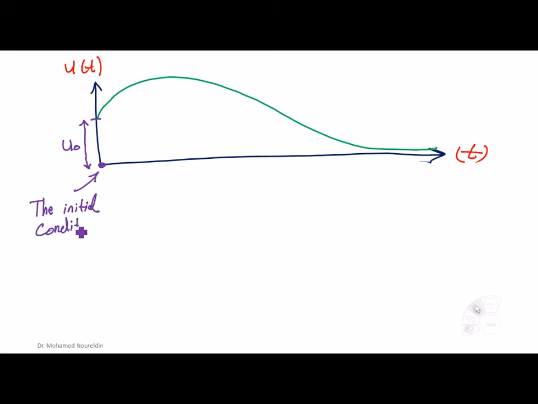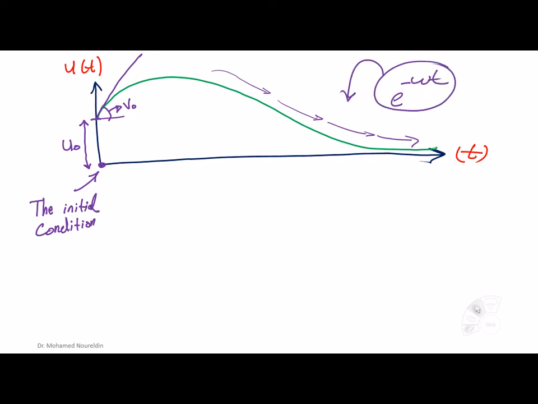This means that we are going to have u naught here, and the slope here is going to give us what exactly? It is v naught. Okay, u naught and v naught. And then the equation is telling us that the response may rise up like this. But after that, what will happen? It is decaying like this. What is the reason for this decaying? It is the term e to minus omega t. It is the main reason for this kind of decaying.